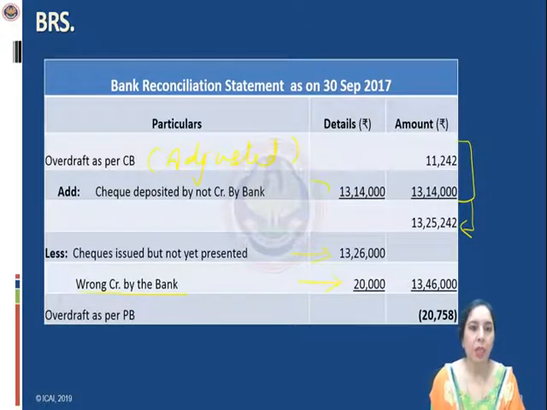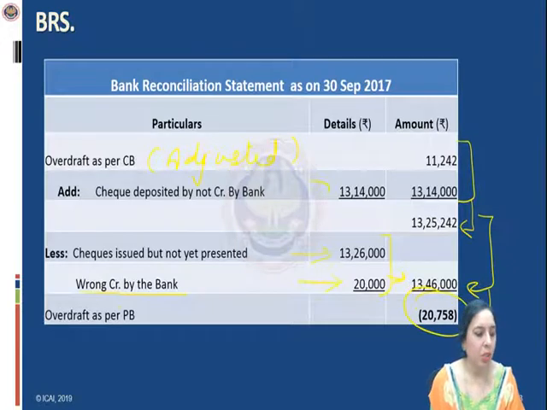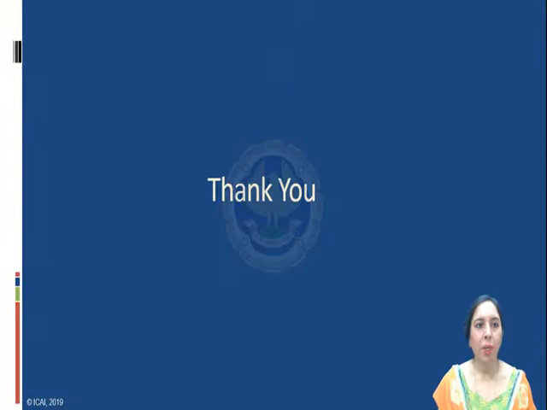So only these three items are to be adjusted in the BRS, whereas the rest of the items have already been given their effect in the cash book. Hence they are not adjusted again, nor do they find any further place in the BRS. The resultant figure, the addition of these two, has been taken as 13,46,000, and the difference between these two comes as our final balance. Since this is again a negative balance, this is the overdraft as per passbook. Thank you. With this, we come to an end of part 6 of bank reconciliations.